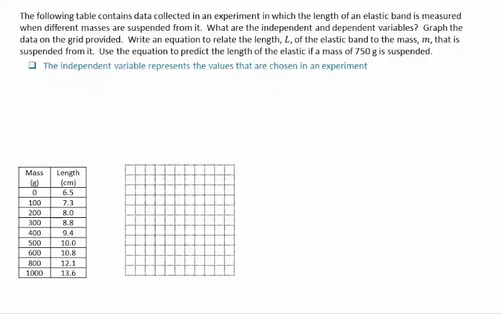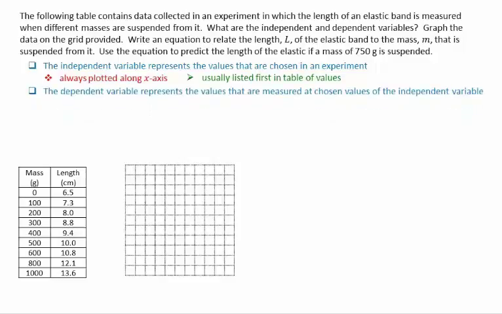The independent variable represents the values that are chosen in an experiment. It is always plotted along the x-axis and usually is listed first in a table of values. The dependent variable is the values that are measured at chosen values of the independent variable. It is always plotted along the y-axis and usually listed second in the table of values.